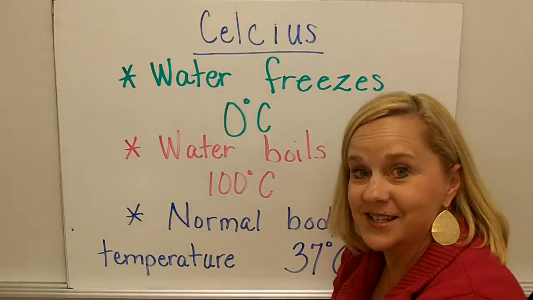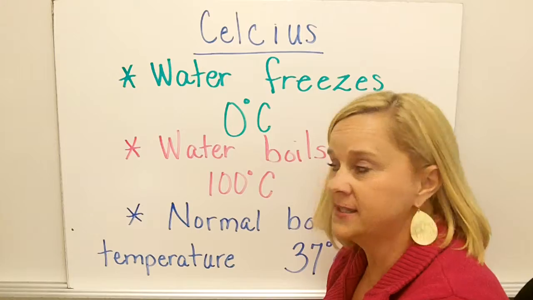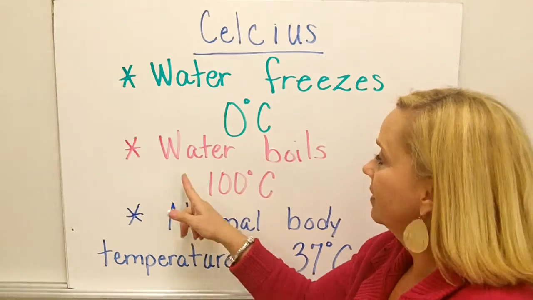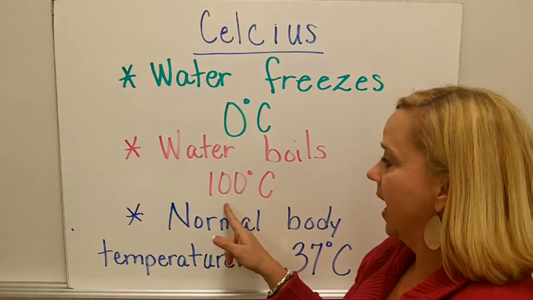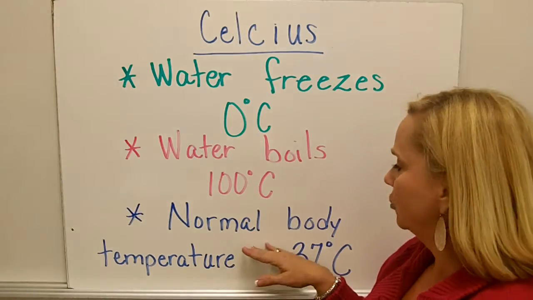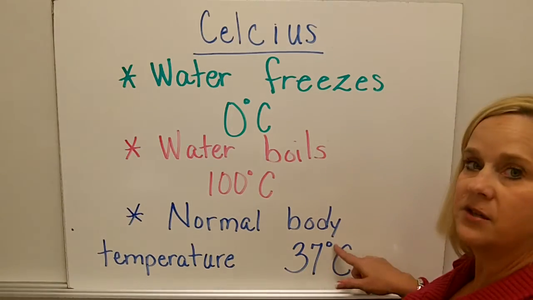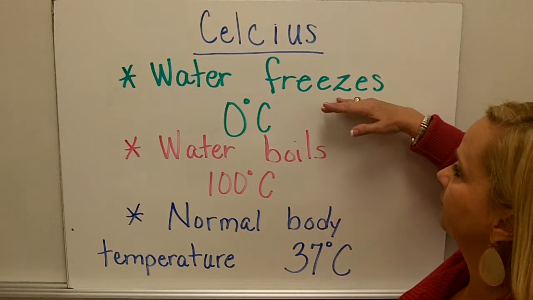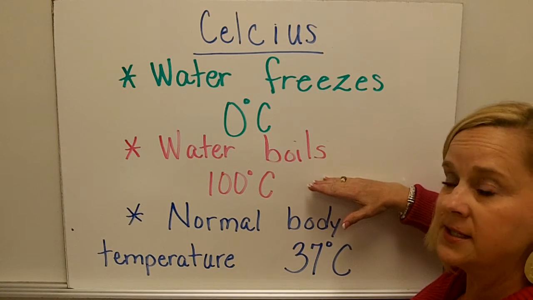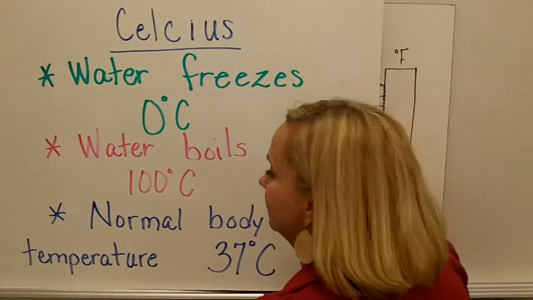Let's talk about Celsius for just a minute. We're going to look at those same things. Water freezes at 0 degrees Celsius. Water boils at 100 degrees Celsius. And your normal body temperature measured in Celsius degrees is 37 degrees Celsius. So water freezes at 0 degrees Celsius, it boils at 100 degrees Celsius, and your normal body temperature is 37 degrees Celsius.